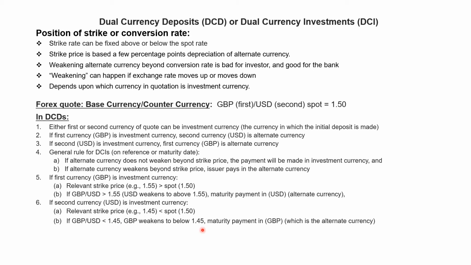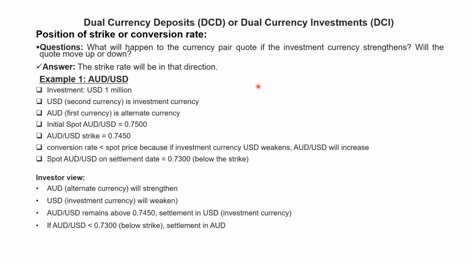This can be summarized as follows. You should look at the currency quote and you should look at what will happen to the currency pair quote if the investment currency strengthens. Will the quote move up or will it move down? If the investment currency strengthens and the quote moves up, the strike rate will be above the spot rate and vice versa.